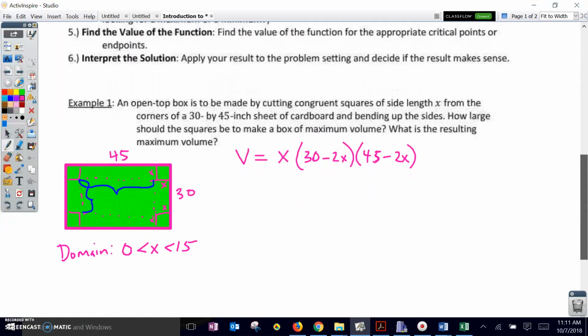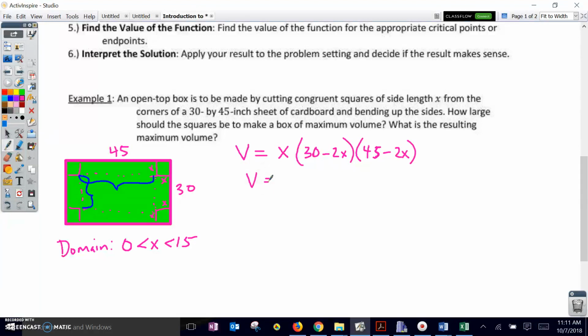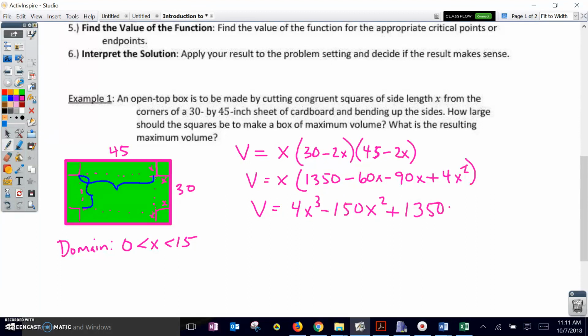Now we want to identify the critical points and the endpoints of the function. In order to do that, I'm going to simplify this. Let's see, that's 1350 minus 60x minus 90x plus 4x squared. And distributing the x through and combining like terms, we end up with this expression for the volume, 4x to the third minus 150x squared plus 1350x. And we want to find the critical points of this function. So we take the derivative. It's 12x squared minus 300x plus 1350.